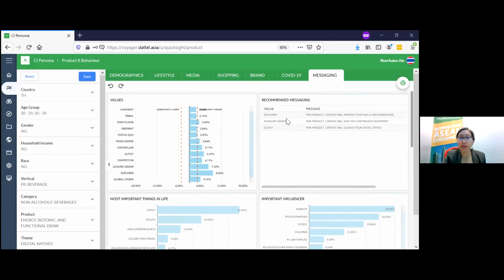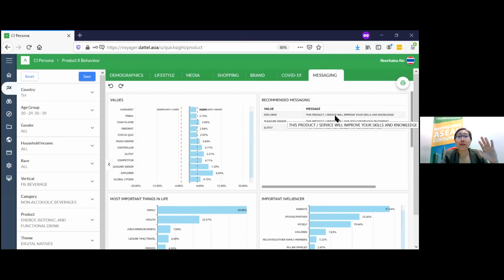And what I see then, it starts off with explorer, pleasure seeker, and elitist. So it's still pretty much the same here. In this case, we're still seeing the explorer, pleasure seeker, and elitist as the top three values. And this helps to tell you, with these values, what is the appropriate message. It doesn't have to be literal, but it's definitely the kind of message that consumer can relate to. So can you use these values and the messaging that works with these values as the main message for your product for this particular behavior archetype?